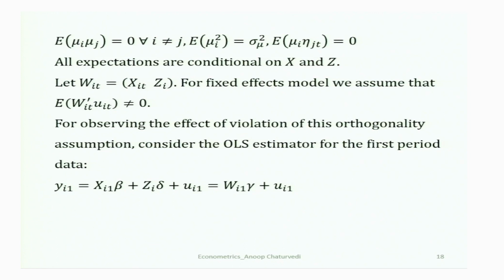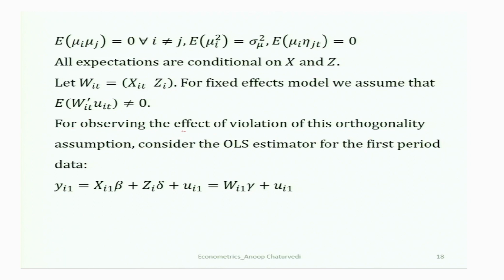Now, suppose we write w I t equal to x I t z I. Then for fixed effects model, we assume that expectation of w I t transpose u I t is not equal to 0. And why do you get this kind of correlation? It is just because of mu I. Mu i's are correlated with the covariates.